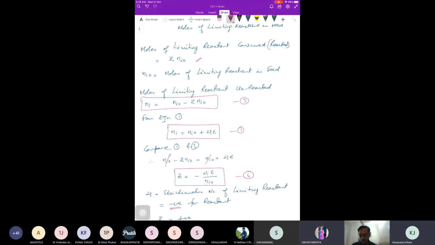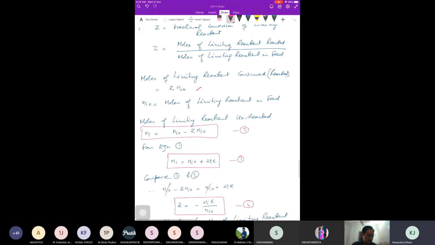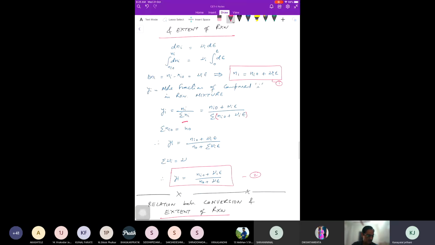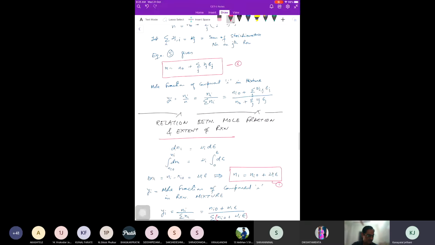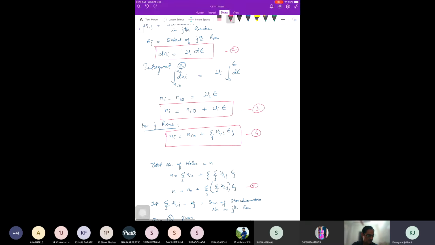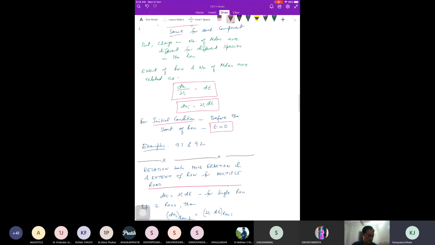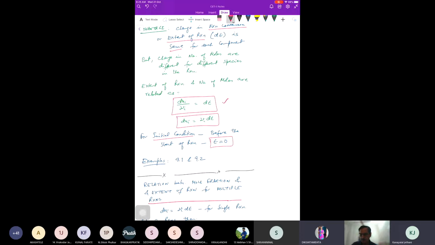But sir, I did not understand the difference. The difference is that the definition is different. How did we define epsilon? Epsilon is defined as d epsilon equal to dni by nu I, right? How many moles changed divided by the stoichiometric coefficient. That is the definition of epsilon, d epsilon or epsilon, doesn't matter. Change in number of moles divided by nu I.